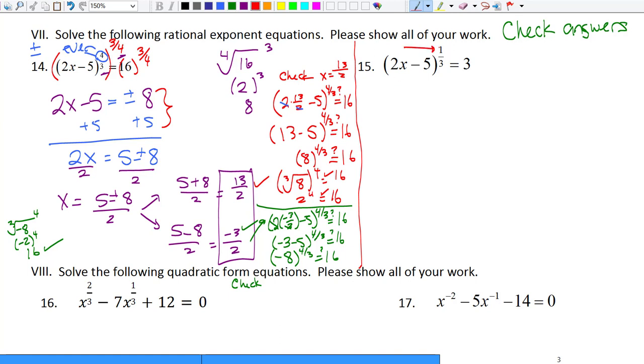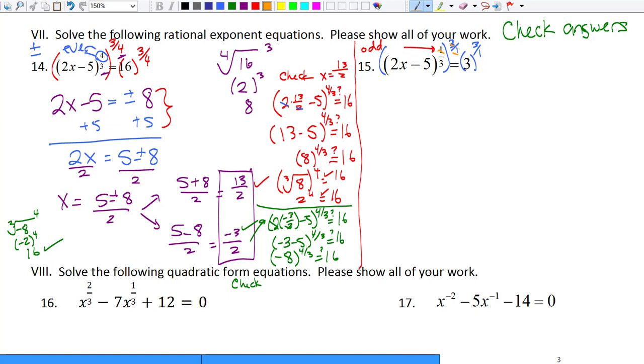Okay, notice that right now the numerator of the exponent is odd. So because it's odd, I do not have a plus or minus. Yay! Which makes this problem just that much more easy. So I'm going to raise both sides to the reciprocal, which is 3/1. But 3/1, isn't that just 3?